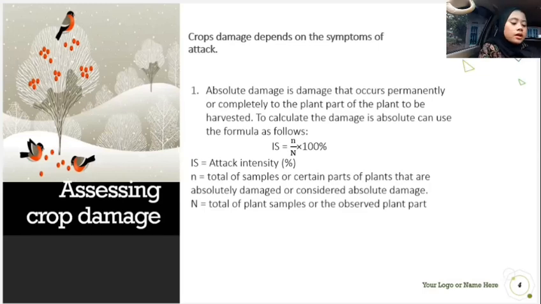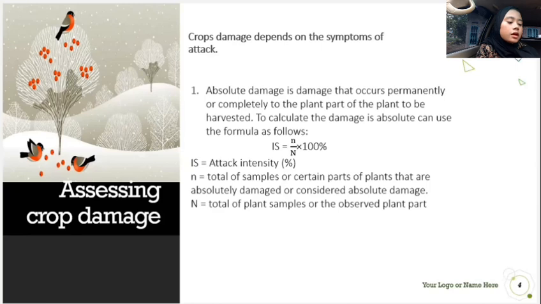And next, assessing crop damage. Crop damage depends on the type of attack. Number one, absolute damage is damage that causes the probability of complete loss of the plant or part of the plant to be harvested. To calculate the damage, the following formula can be used.